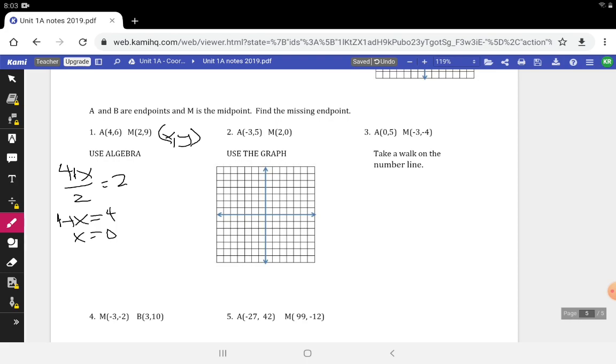And then we'll do the same thing for the y value. So 6 plus y over 2 equals 9. Then 6 plus y equals 18, and y equals 12. The last thing you always need to remember is that you need to write it as a point, so it's the point 0, comma, 12.